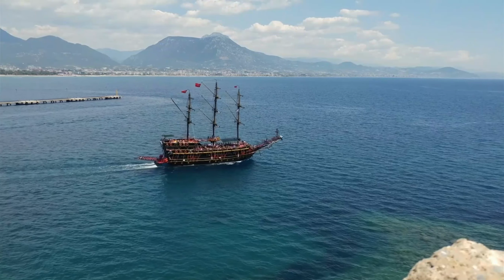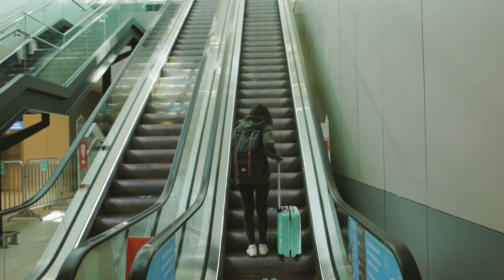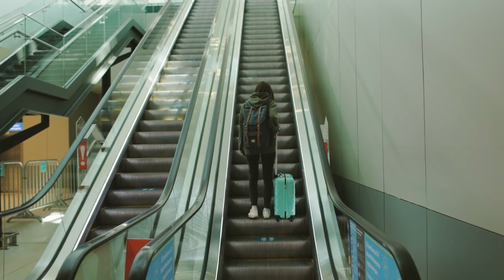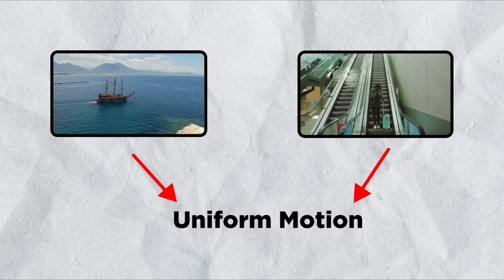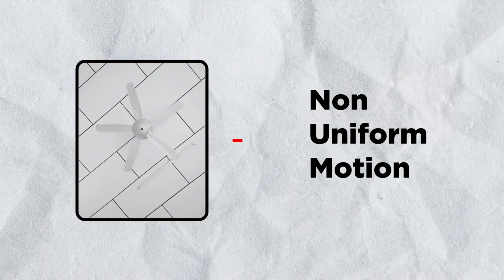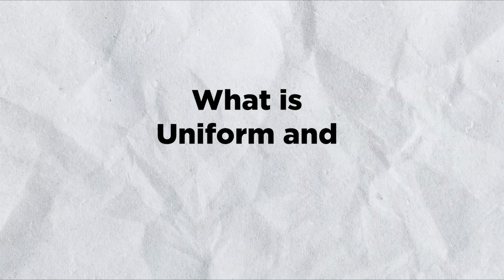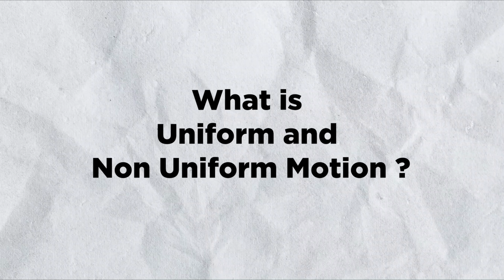Do you know what is common between a sailing ship, a person standing on a moving escalator, and the blades of a rotating fan? Well, all of them have a constant speed, and yet only the first two are considered uniform motion, whereas the motion of the blades of a rotating fan is non-uniform. But what is uniform and non-uniform motion?